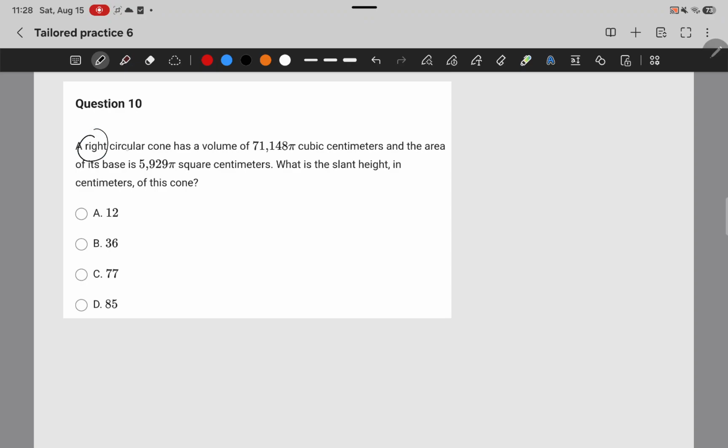Also, a right circular cone has a volume of this many cubic centimeters, and the area of its base is this many square centimeters. What is the slant height in centimeters of this cone? So a cone is roughly like this. This is the height, and the slant height is on this line. You know this line. It is the slant height.